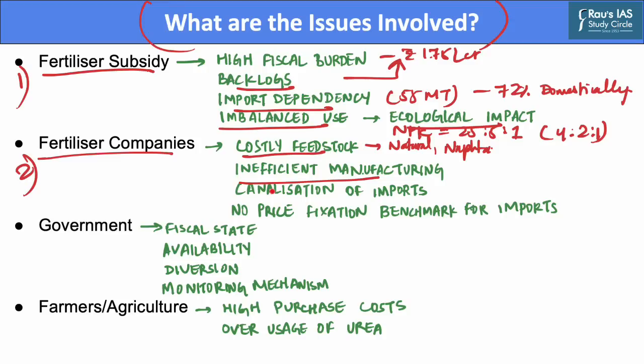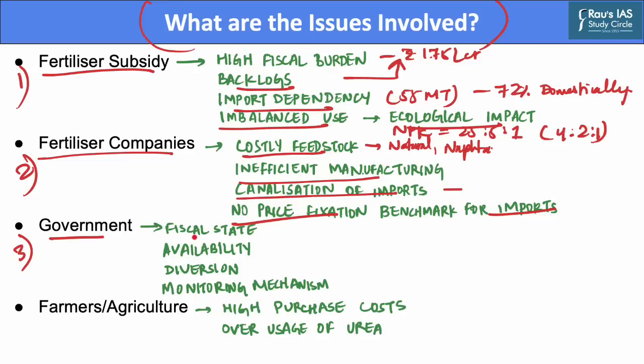The third is high cannibalization of imports, which creates a demand-supply mismatch in the domestic market. Further, there is an absence of price fixation benchmarks at a reasonable level for imports of fertilizers, which delays finalization of contracts.